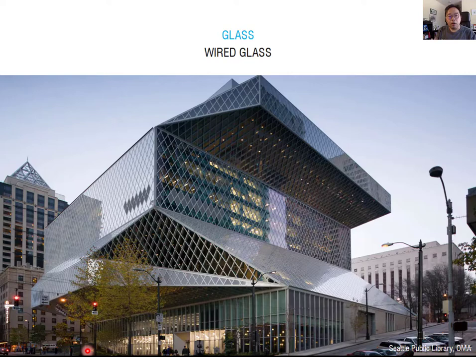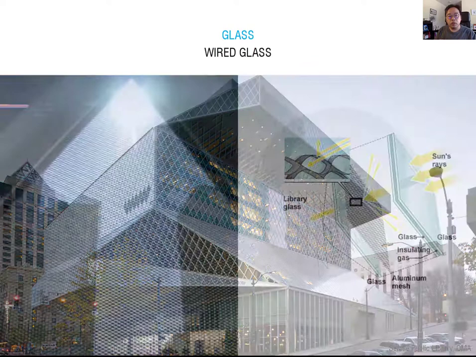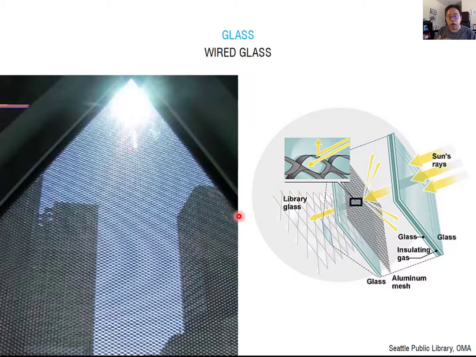However, some parts have to be protected from the sun because books are not great in direct sunlight. For this reason, OMA and Front Inc., the facade engineer, the consultant, worked together to make this facade system. They worked with wired glass, but they designed a special wired glass. They still get the sunlight, but the most strong sunlight, they protect from with this special wire.